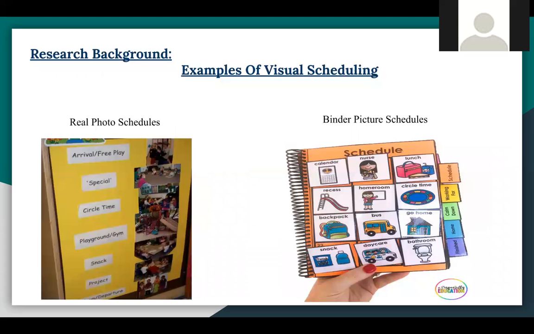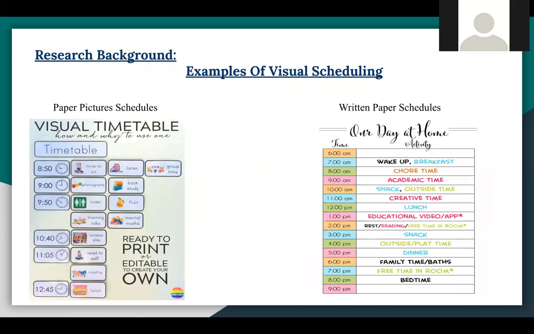This is an example of a real photo schedule. The difference between this and an icon schedule is real photos are used, and then on the right side, there's a binder picture schedule. The final slide shows a paper picture schedule and a written paper schedule. Both of these show times in which events should occur and the order in which they would occur.